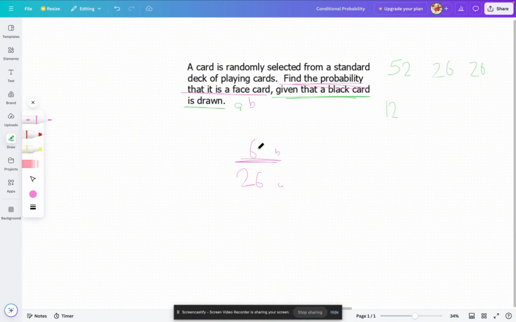Now, you might think that 6/26 is the correct answer, but it's not, because teachers are weird and they're going to take off points if you don't simplify. So always make sure to simplify. When you simplify, you'll get 3/13. And this is your final answer.